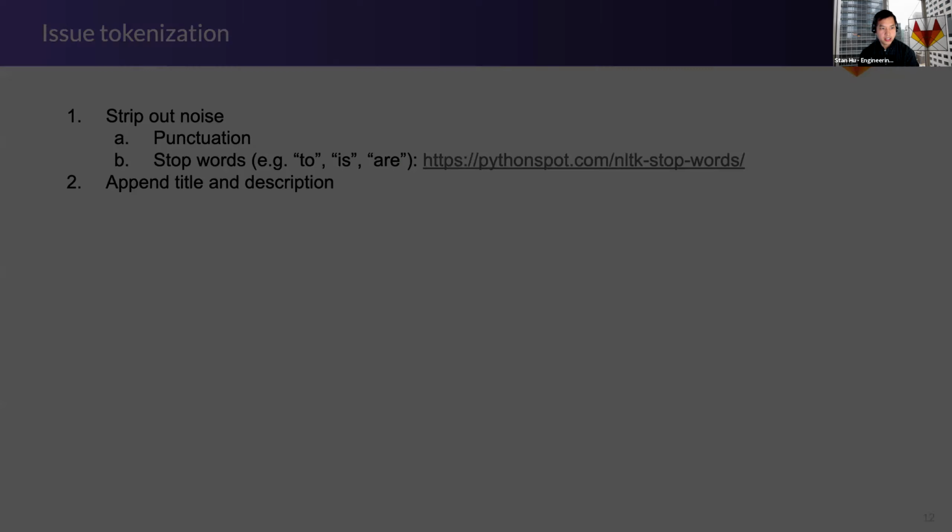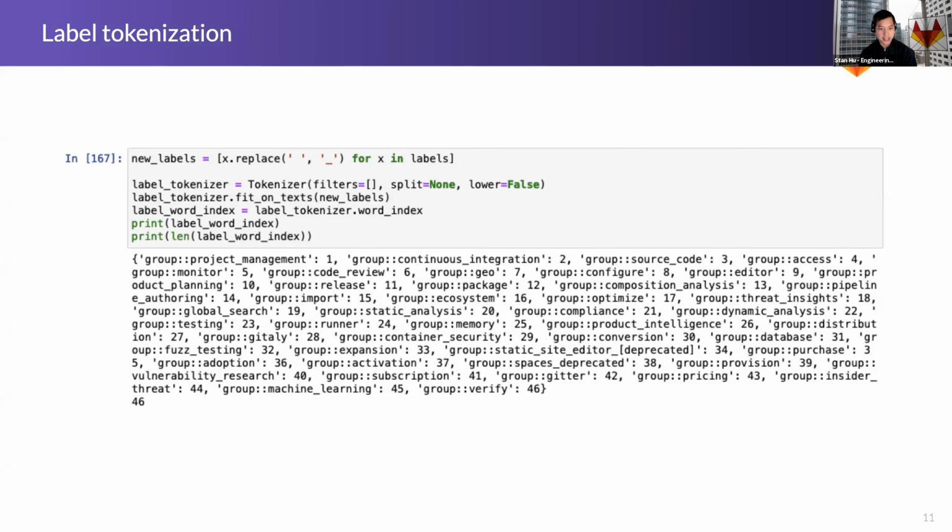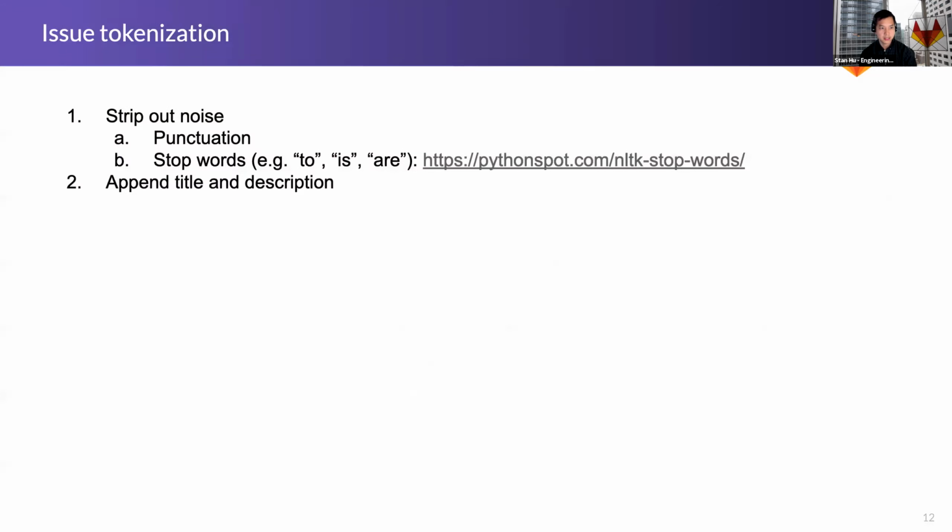And for issues, we've got to tokenize two things: issues and labels. The labels are very straightforward. You can see that there's a clear mapping of the 46 labels here. Issues have a lot more stuff in them, like punctuation and words that don't contribute that much meaning, called stop words, like to, is, are. Grammatically they're important, but from the machine learning perspective, it just adds more complexity and often gives you worse results. And then for issues, I simply tagged the title and the description together to make the whole issue text.